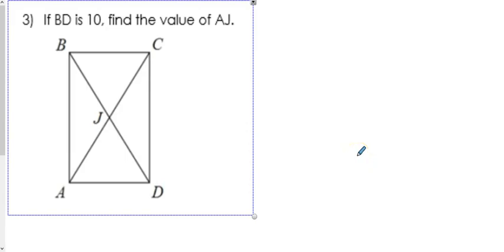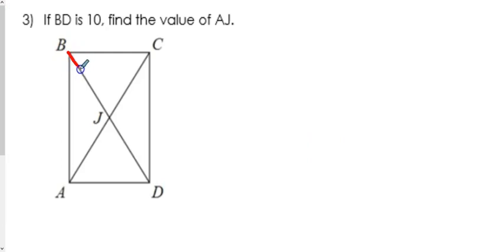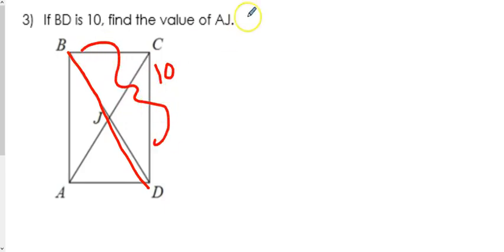For example 3 here, it says BD is 10. Okay, so BD is the full diagonal length here. So we know that whole thing there is 10. And we want to find the value of AJ. So here's AJ. AJ is not the full piece. It is part of the piece. Okay, so what do we know about the diagonals here? There's two properties that we know, and we might end up using.